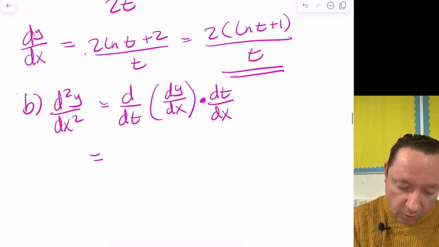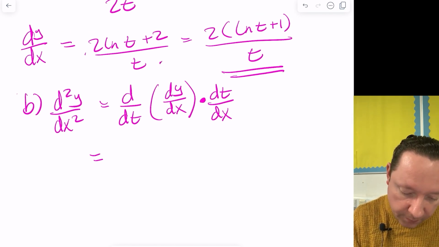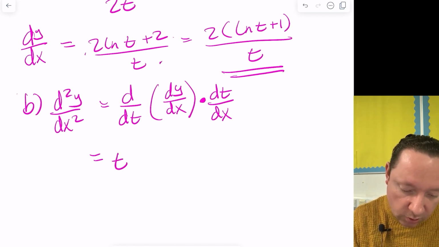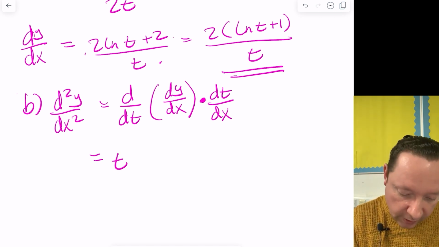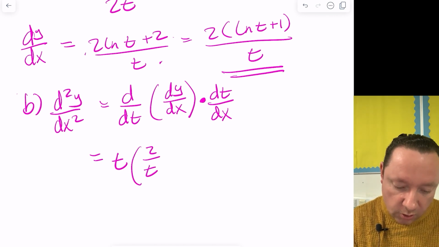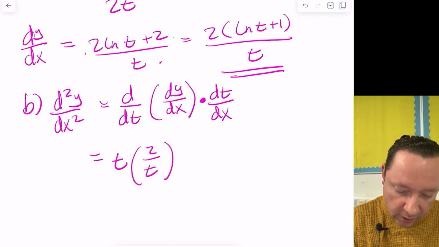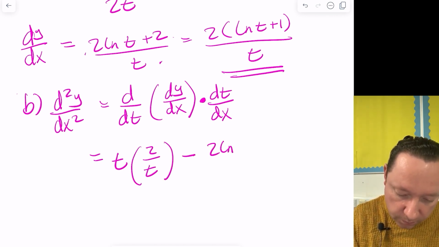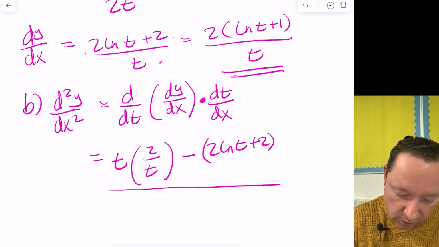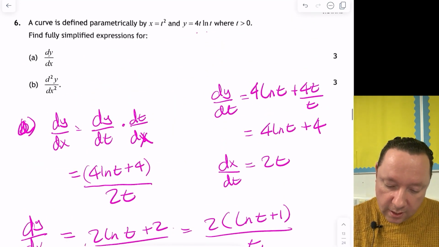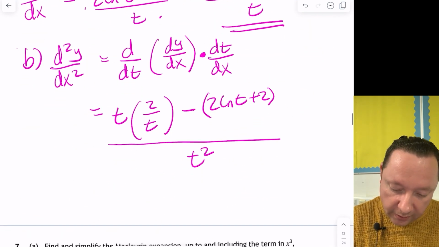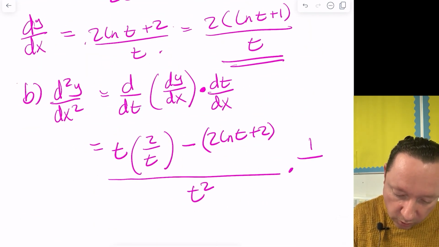So I'm going to use the quotient rule. So v times u dash: 2 log t, log t goes to 1 over t, so that's 2 over t, and plus 2 goes to nothing. vu dash minus u v dash, v dash is 1, all over v squared, which is t squared. And now I need to times by dt by dx, if I can remember what it is. dx by dt is 2t, so dt by dx is 1 over 2t.